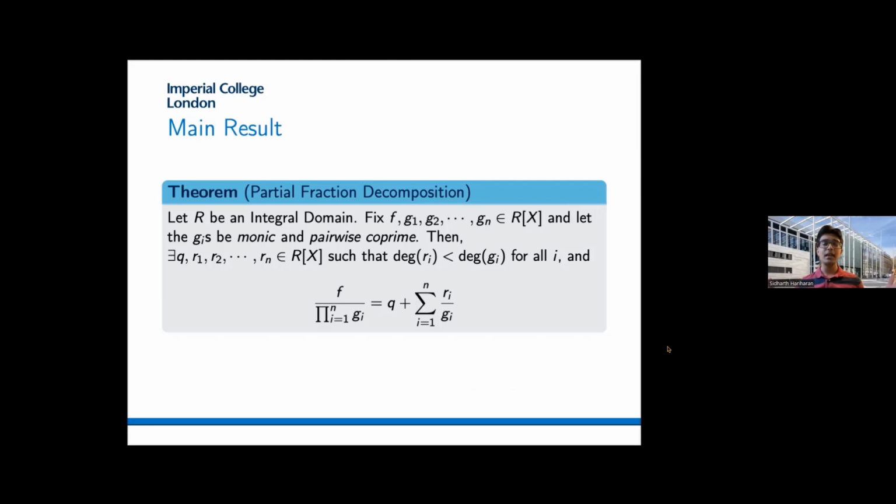So then what the theorem says is that there exist Q, R1 up to Rn such that the degrees of the Ri are less than the degrees of the Gi, and we can express F divided by the product as equal to Q plus this sum over here. Now, in my proof, I'm not really going to prove this bit because this is pretty straightforward. It follows very naturally from the Euclidean algorithm. And indeed, the entirety of the proof is going to pretty closely resemble the Euclidean algorithm.